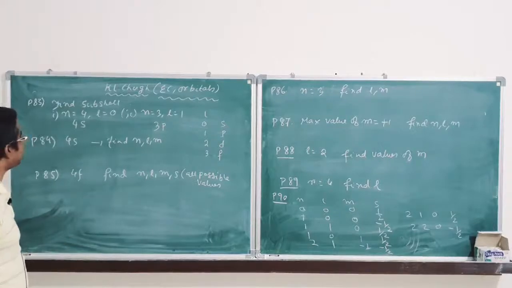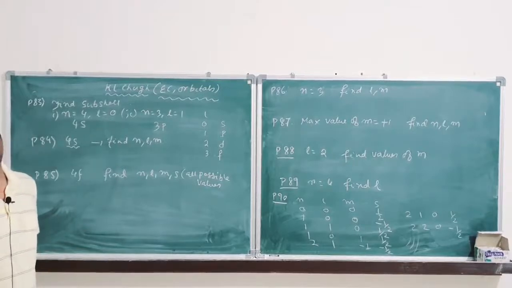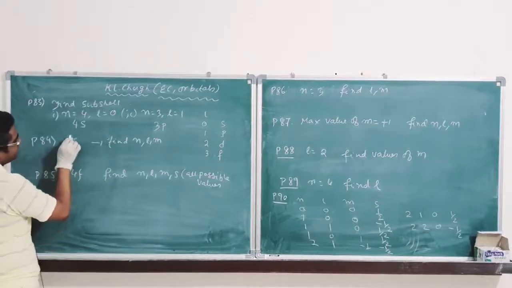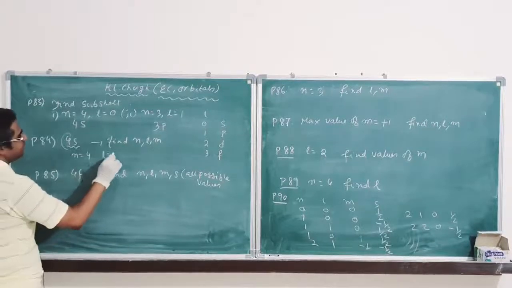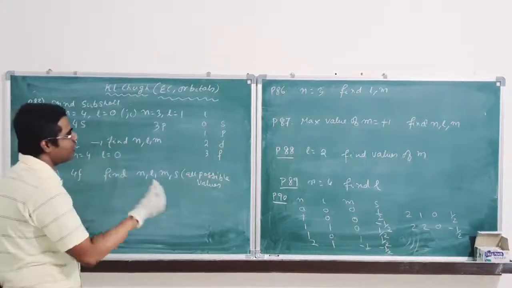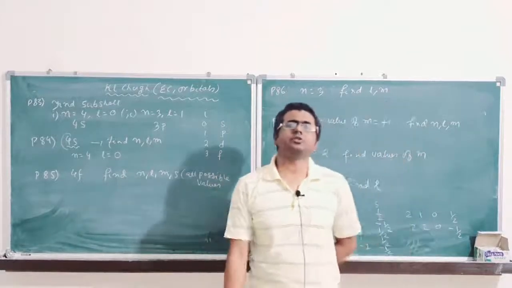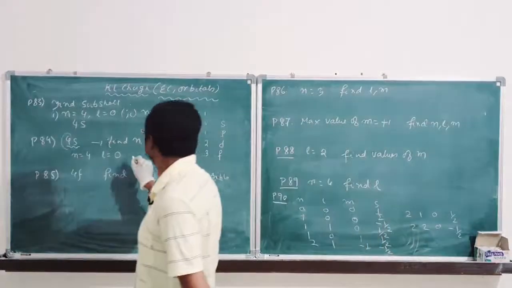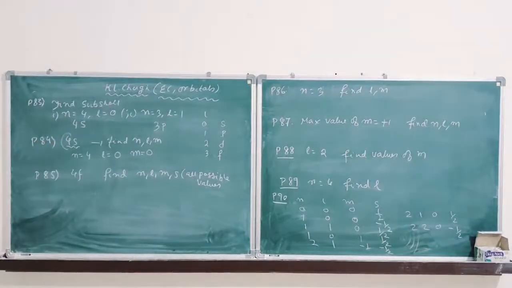Next, 4S. Find N, L and M. The subshell is given to us, and we have to find the quantum numbers N, L and M. Spin they have not asked. Anyhow, which part is N? This part is N, so N is equal to 4. And definitely L is equal to 0 since it is S. If L is equal to 0, what are the possible values of M? If L is equal to 0, then M is also 0. Clear? Nothing more required.